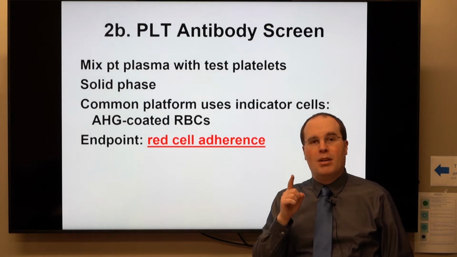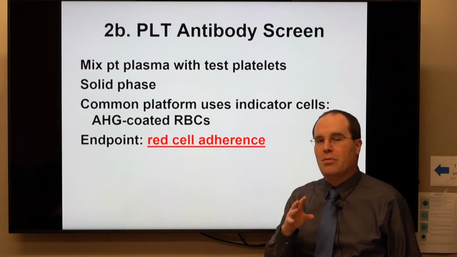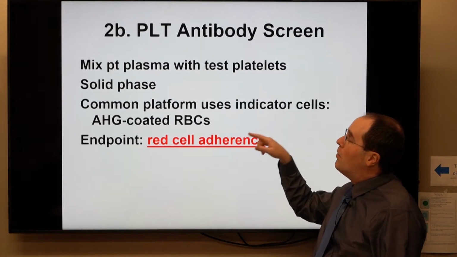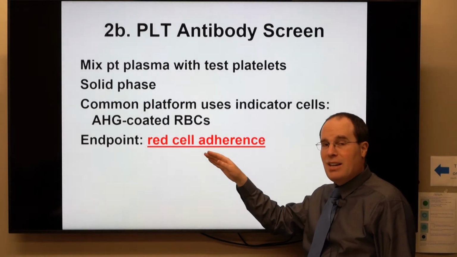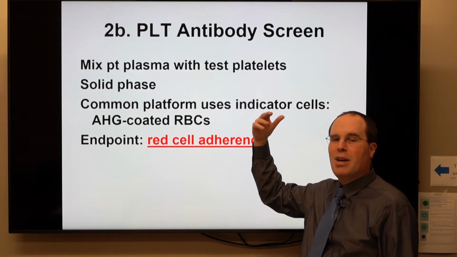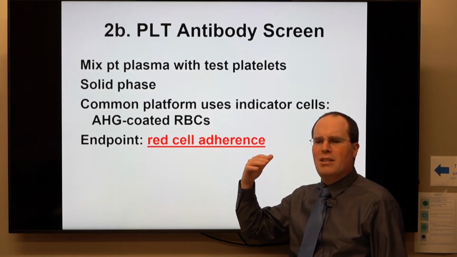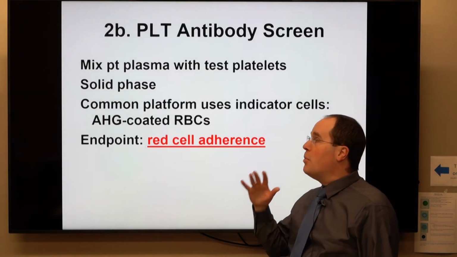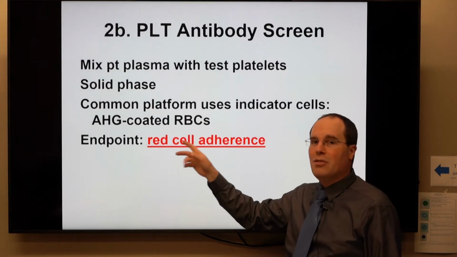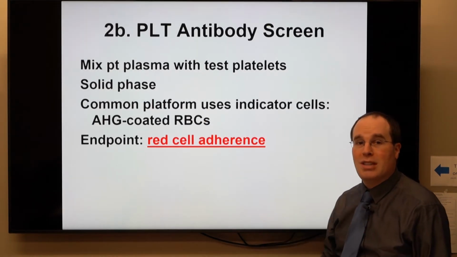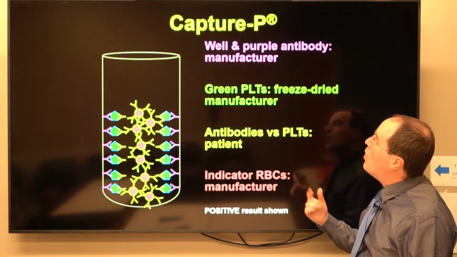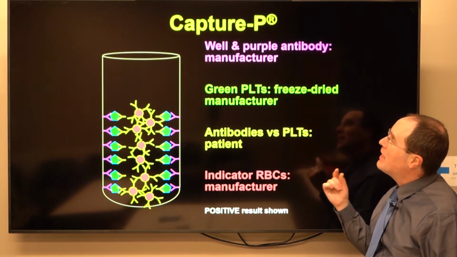So don't let this confuse you, right? Many evil question writers, including myself, can try to make sure you can distinguish between red cell adherence, which is in fact the endpoint, and what you might suspect would be the endpoint, which would probably have something to do with platelets, right? You would expect, well, maybe platelet adherence or platelet agglutination or aggregation, something like that. But in fact, because the endpoint is using these indicator cells with red cells, red cell adherence is the endpoint, just to hit you over the head with that, because you know I'm going to ask that on the rotation exam. So one particular platform is the so-called Capture-P.